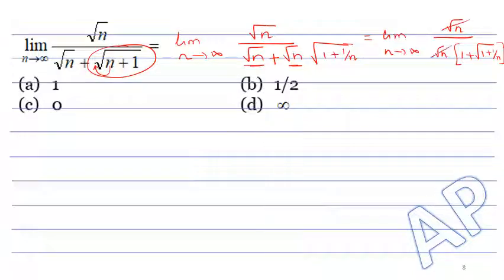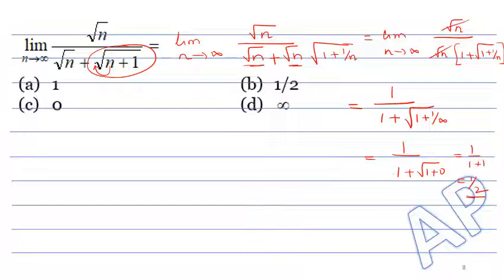So you can eliminate root n now. When you apply the limit, you will get 1 divided by 1 plus square root of 1 plus 1 by infinity. 1 by infinity is 0, so you will get 1 by 1 plus root of 1 plus 0, which is nothing but 1 by 1 plus 1, which is equal to 1 by 2. So option B is the correct choice.